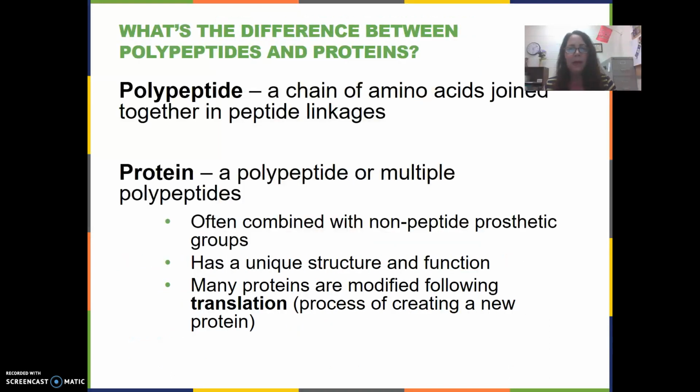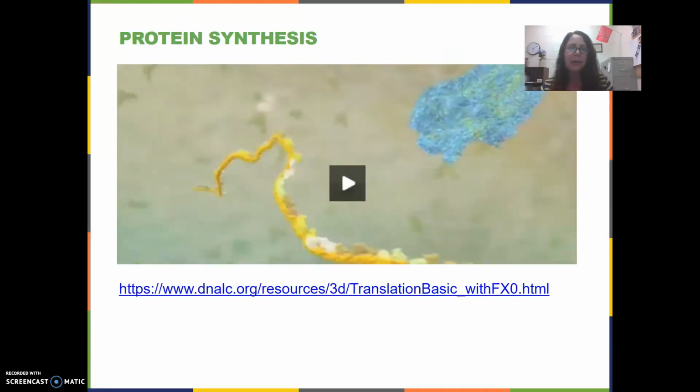A polypeptide is a chain of amino acids. And then a protein is a polypeptide that has undergone shape changes to where it has a unique structure and function. Proteins have very complex shapes, and it is their shape that determines their function.